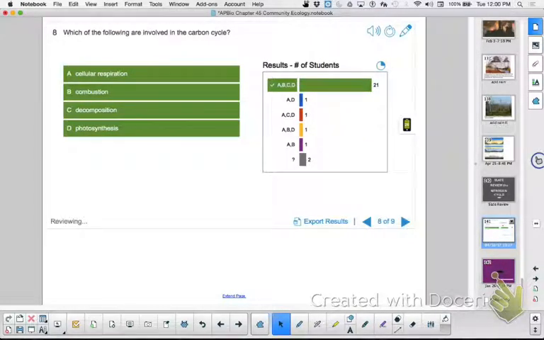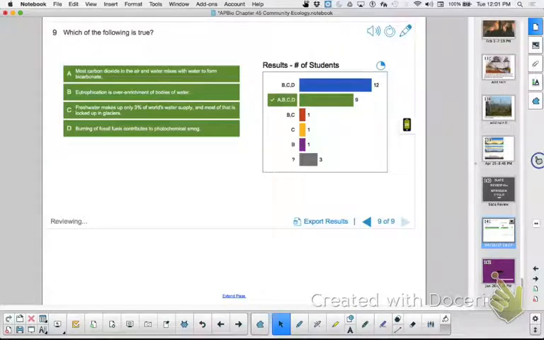Which of the following are involved in the carbon cycle? All of them. But 4 of you said other things. See if your bio buddy got it correctly. If they don't show it to you right now, they didn't know it. Only 9 of you. A bunch of you left off A. Most carbon dioxide in the air and the water mixes with water to form bicarbonate. When it gets into the water, it's bicarbonate.